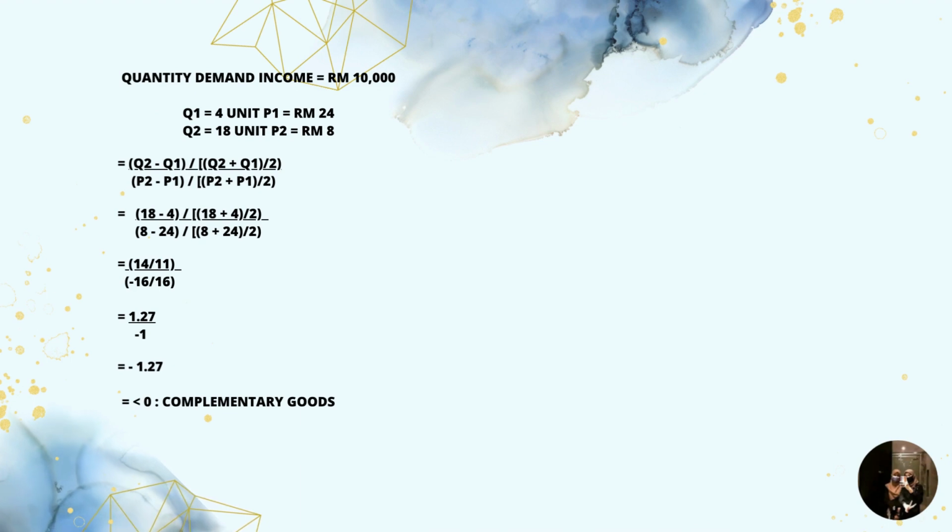Next, we go through the quantity demand income of 10,000 ringgit. Based on the table above, Q1 is 4 units and Q2 is 18 units, and the price P1 is 24 ringgit and P2 is 8 ringgit. Then we substitute the values into the midpoint formula, and we know this type of good is complementary goods because the final value is negative, which is negative 1.27. Next, I will hand the slide over to the next presenter.